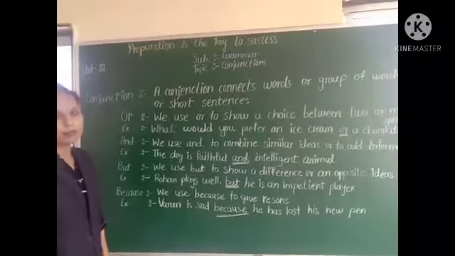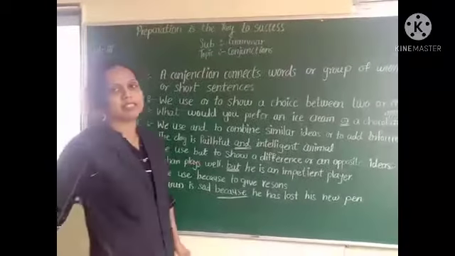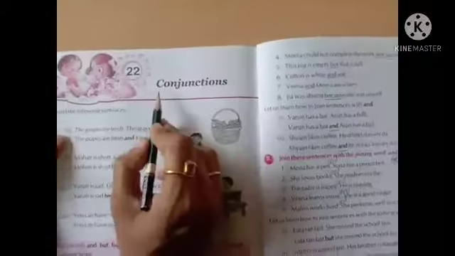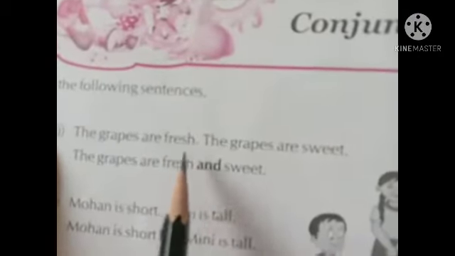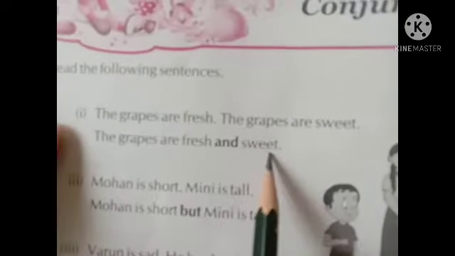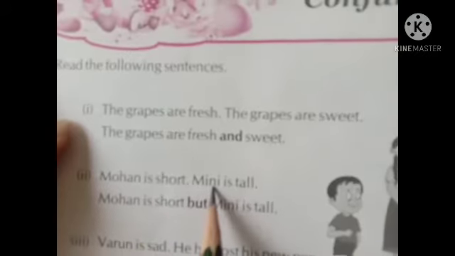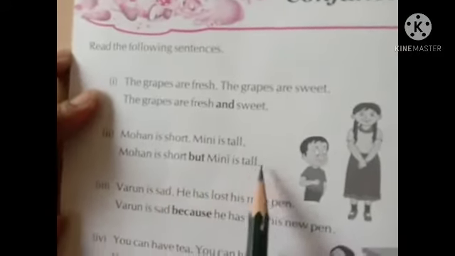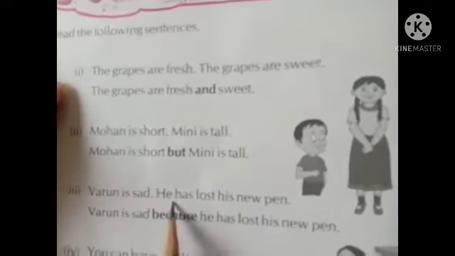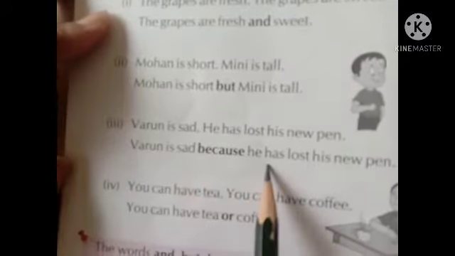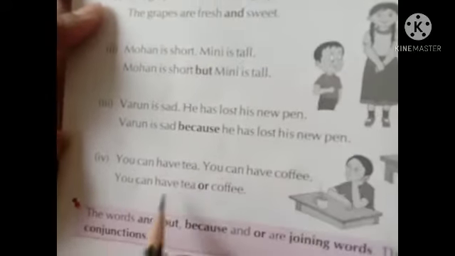Understood? Now open your textbook on page number 66 for better understanding. Conjunctions. Read the following sentences. The grapes are fresh. The grapes are sweet. The grapes are fresh and sweet. Mohan is short. Mini is tall. Mohan is short but Mini is tall. Varun is sad. He has lost his new pen. Varun is sad because he has lost his new pen.